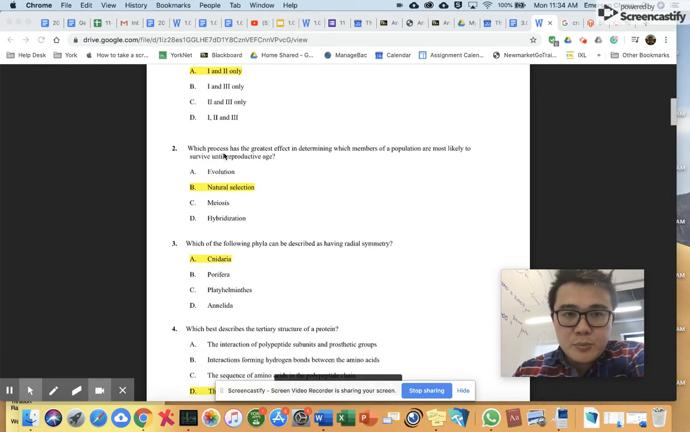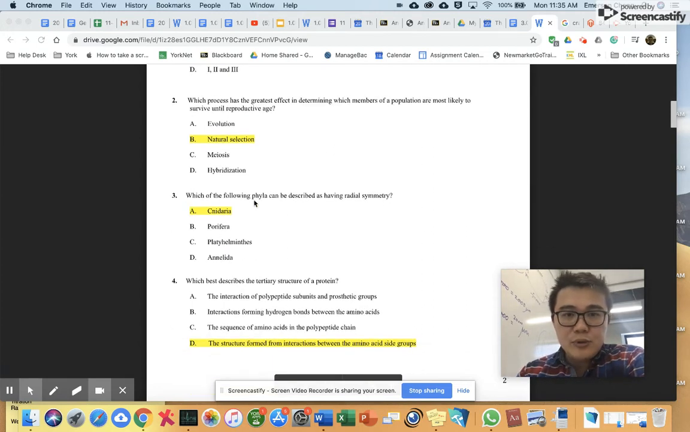Number two, which process has the greatest advantage in determining which are likely to survive? It is natural selection. Evolution is just a general process, pretty much what happened at the end. Hybridization is when two members from different species mate together. Meiosis is really just the process of making sperm and eggs. So the correct and best one is B. Okay.